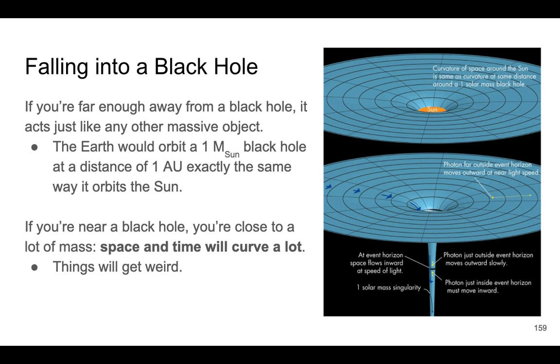The weird thing is if you're really close to the black hole, you're really close to a whole lot of mass, and that's going to curve space and time a lot, and things are going to get very weird. So the key point of this slide is if you're far enough away from the mass of the black hole, things are fairly normal. It's just regular gravity, and it works the way we're used to. If you get really close, that's when you start to get pretty bizarre effects going on.